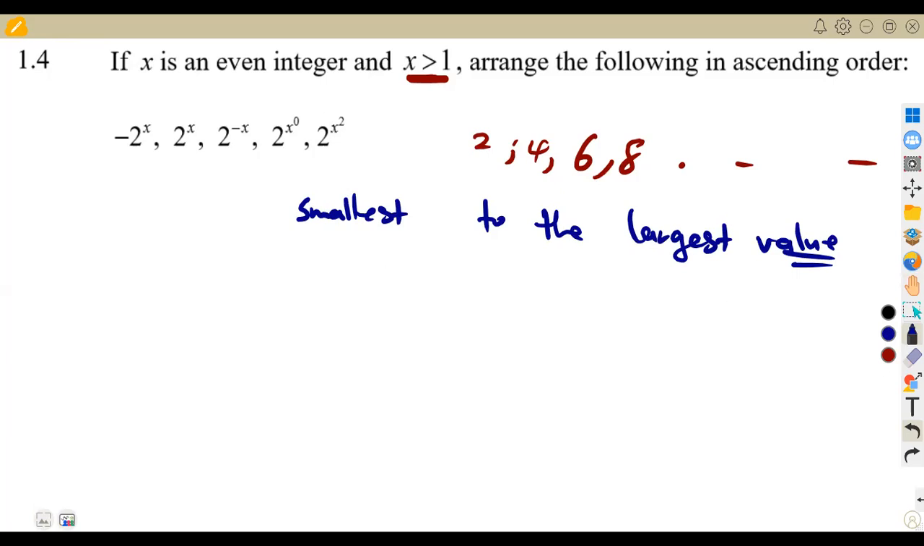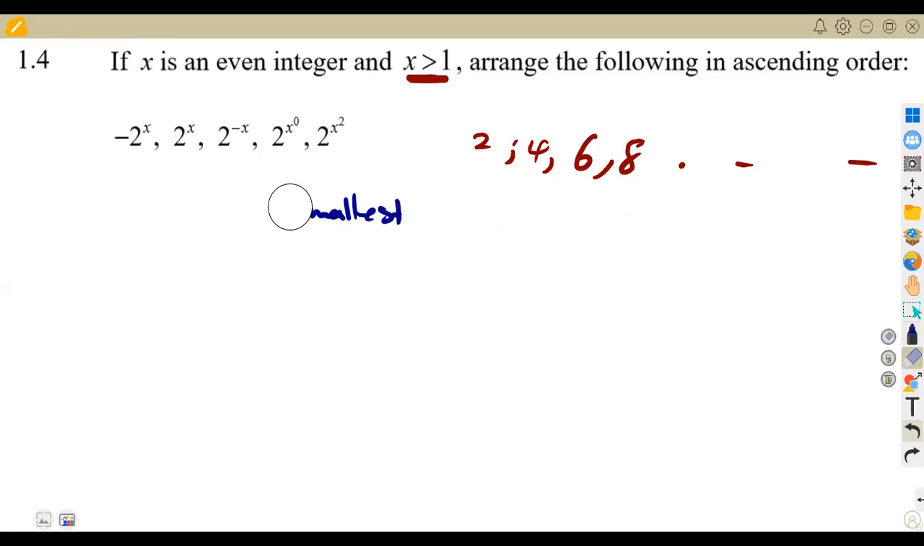So the question is, like I said, you test your values because you are given these are integers, and we know that the smallest integer that we can have is 2, 4, 6, 8, and so on. The smallest integer that we can have is what? Is 2. So just test your values using your calculator, guys, so that you can quickly see what is happening. All right. So this negative 2 to the exponent of x. Let us try and check on our calculator.